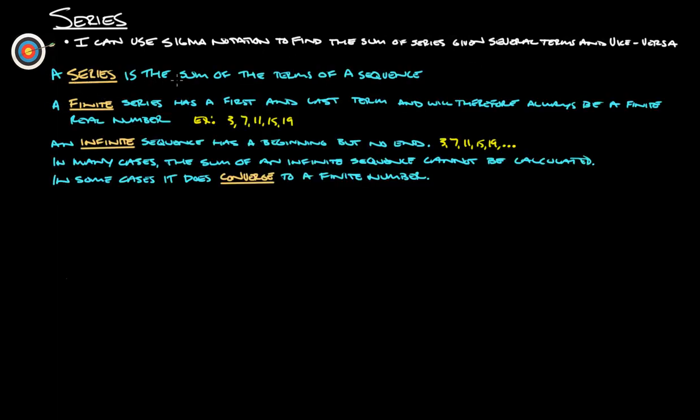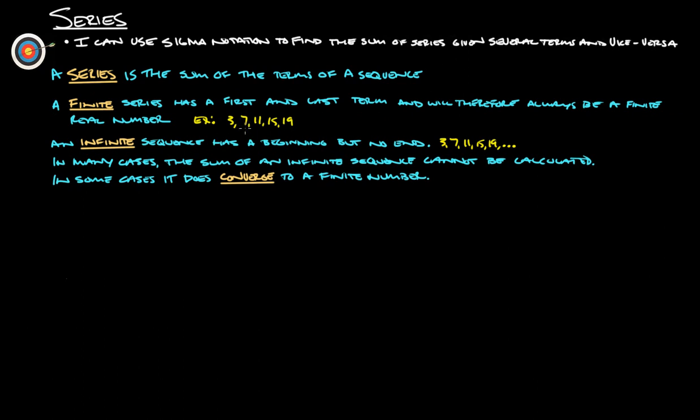A series is the sum of the terms in a sequence. So we're going to take all the terms of a sequence, add them all up, and get a total. A finite series has a first and a last term, and will therefore always be some kind of finite real number. For example, if the series was 3, 7, 11, 15, and 19, this is going to give us an actual finite number.